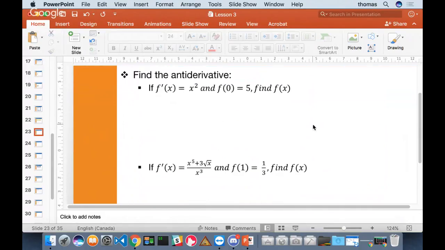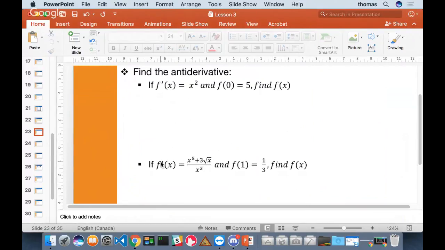Here's another one. You have some derivative: x to the 5 plus 3 times root of x, over x to the 3. How would you find the antiderivative of this? What's the approach you would take? Well, we got a couple of things going on here. We have something over something.